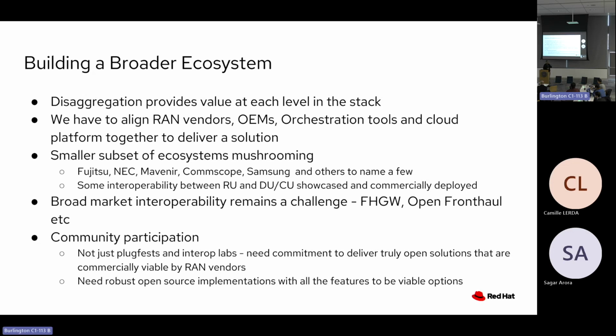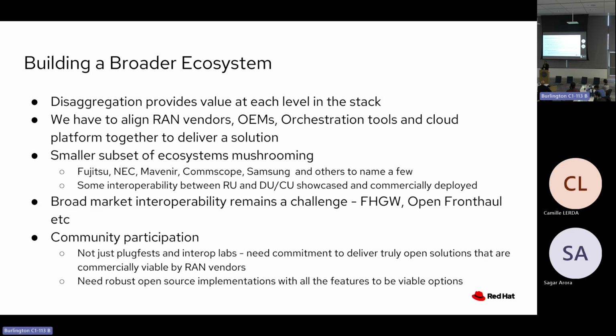Now, we are seeing some smaller subsets of ecosystems emerge and mushroom. For example, we've seen Fujitsu, NEC, Mavenir, Samsung, and some of the smaller players come up and say, oh, we need to operate with different radio vendors. We have a RAN implementation. We also have a radio, but maybe we need to operate with different radio vendors. So this is beginning to happen, which is actually a very good, encouraging sign.